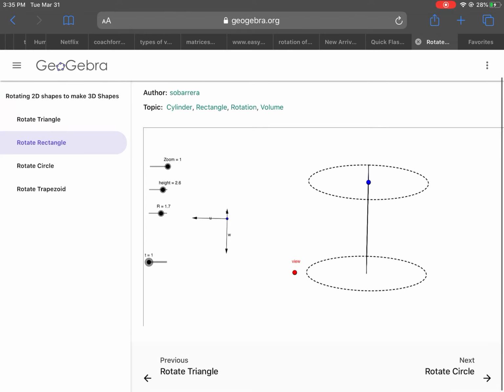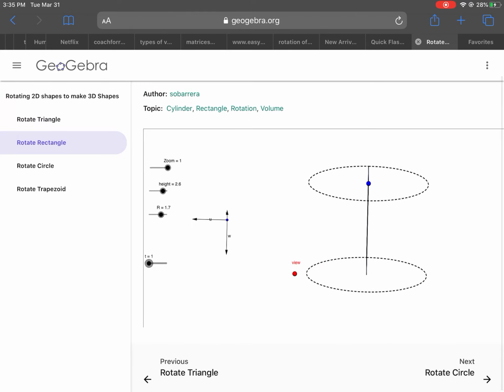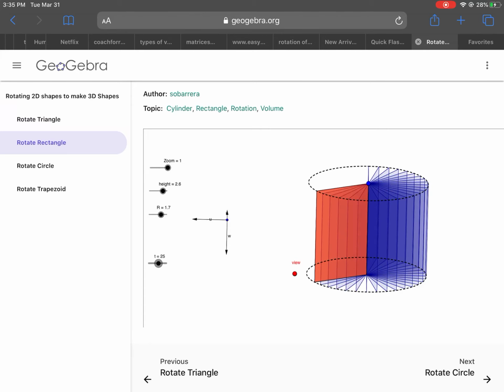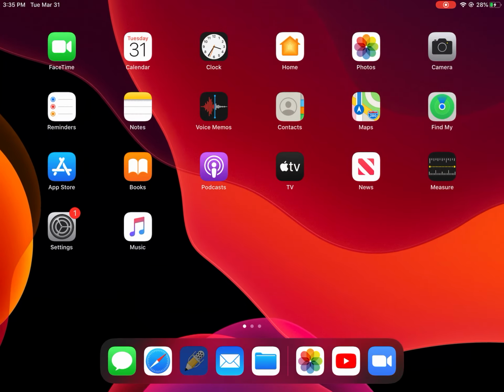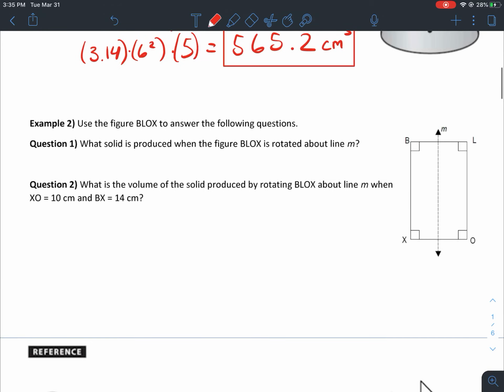Now I did find kind of an animation here to help you visualize this. So what I'm going to do is go ahead and rotate it. You can see we have a rectangle right there, and it is getting rotated. When you rotate a rectangle like that, you form a cylinder. So we can answer the question, what solid is produced when this is rotated? We're going to produce a cylinder.